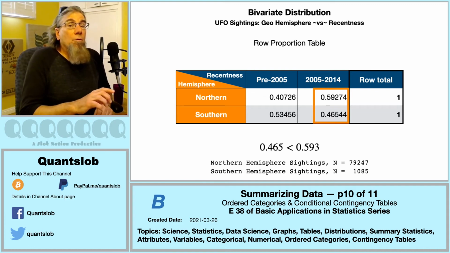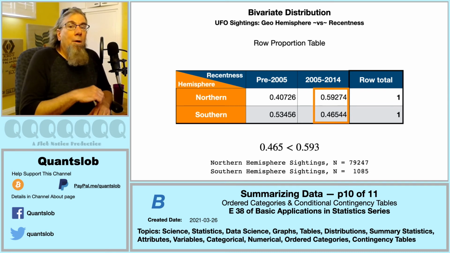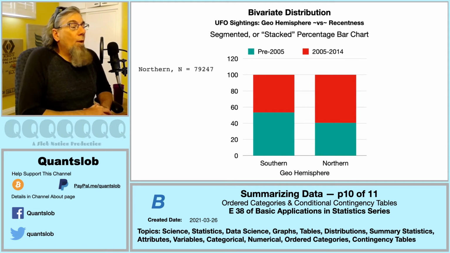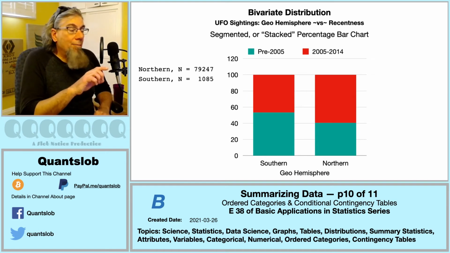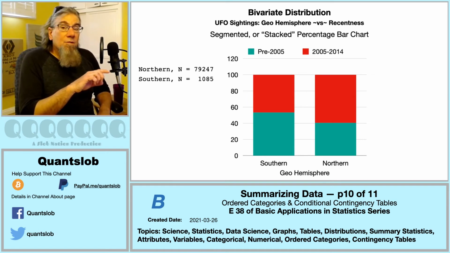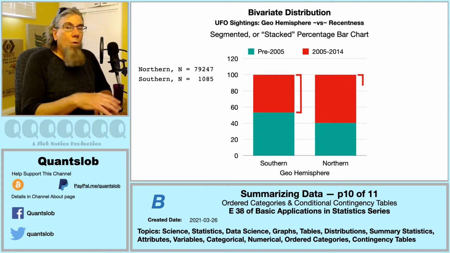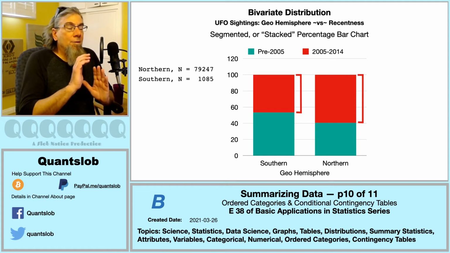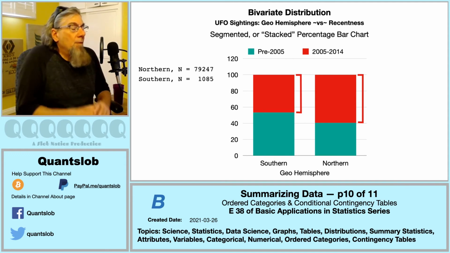Now, the best graphical equivalent to our nice row proportion contingency table would be a percentage stacked bar chart. The red segments indicate the conditional percentage of recent sightings. So you can see here, the red segment here, conditioned on sightings in the southern hemisphere, is, well, shorter than that of the northern hemisphere. It's the same story we just told, and it is really that simple.